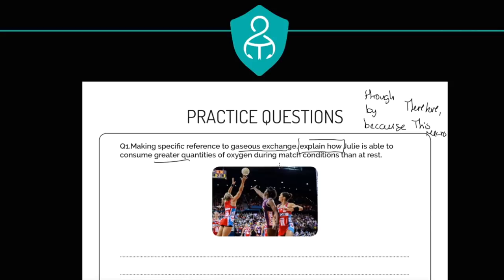So this is not a description of gaseous exchange. It works like this. I have to say, why greater quantities during exercise? So if I don't say why greater quantities during exercise, I'm not getting anything, because it's specifically asking me for that. If you just put everything down you know about gaseous exchange here, you're not getting the answer right. It's asking you why greater during exercise.